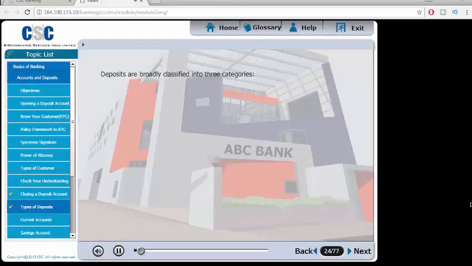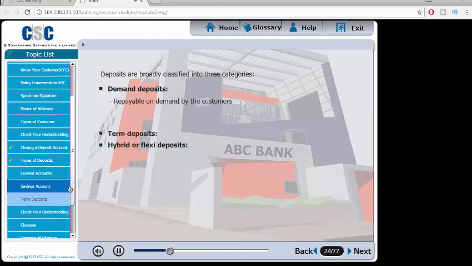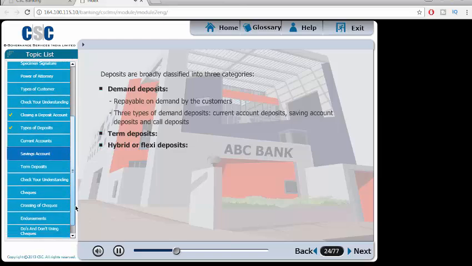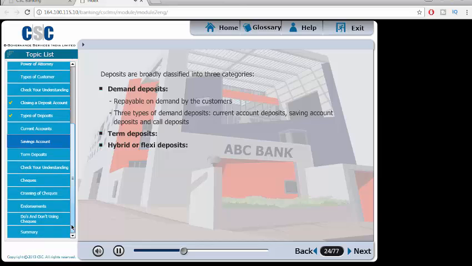Deposits are broadly classified into three categories: demand deposits, term deposits, and hybrid or flexi deposits. Demand deposits are deposits that are repayable on demand by the customers. There are three types of demand deposits: current account deposits, saving account deposits, and call deposits.